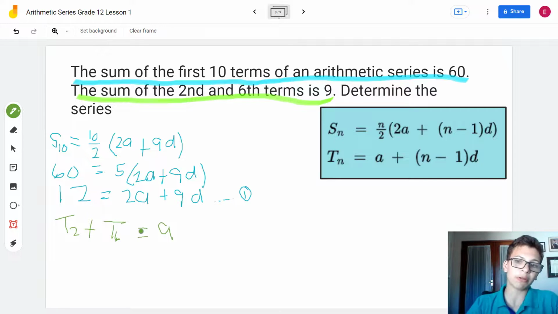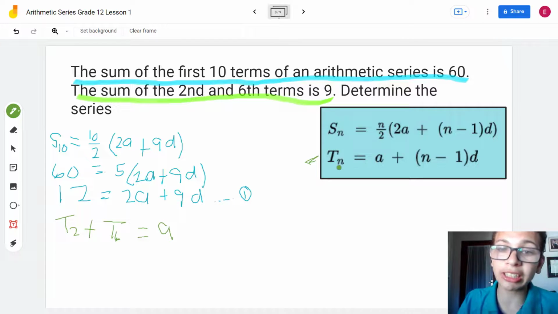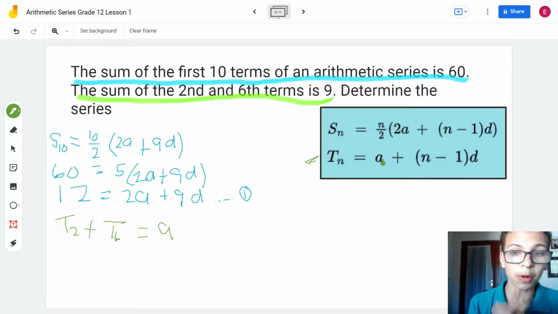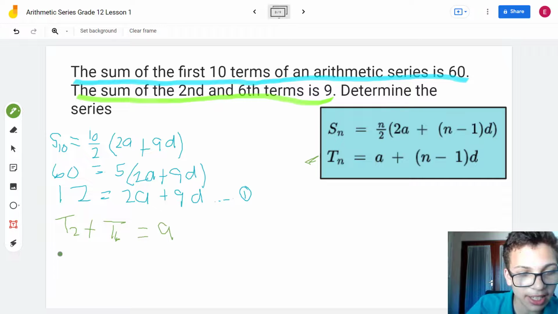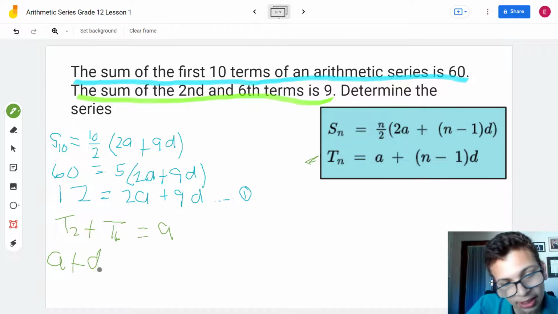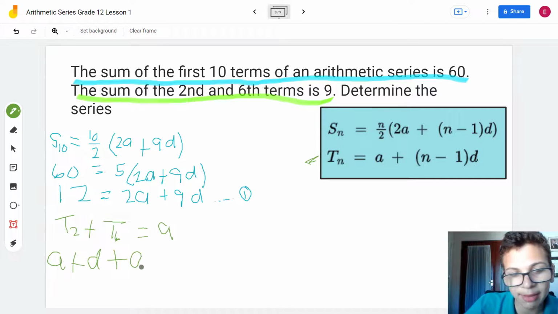Now what is t2? Well, you can see this formula from the arithmetic patterns. We can write each term in the form of a, the first term, and d, the common difference. So t2 can be written as a plus n minus 1 times d, so plus d. Okay, that's t2, and t6 can be written as a plus n minus 1 times d, which is plus 5d, because we know that n equals 6 in that case. Okay, and that equals 9. Sorry if my 9s or a's looked similar.